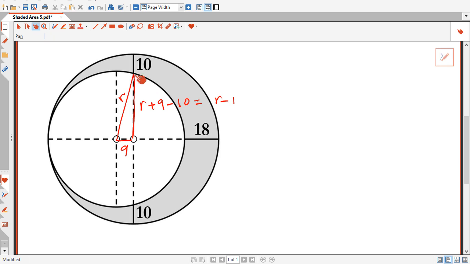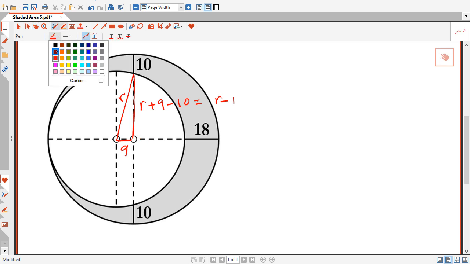Okay, so that forms a right triangle where the hypotenuse is equal to r. This length here is equal to 9, and this length here is equal to r minus 1. So if we apply the Pythagorean Theorem here, that will give us an equation in r, and we can straightforwardly solve for r. Okay, so we'll do that.